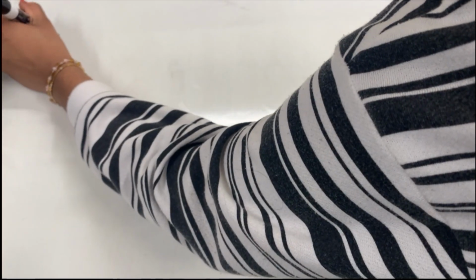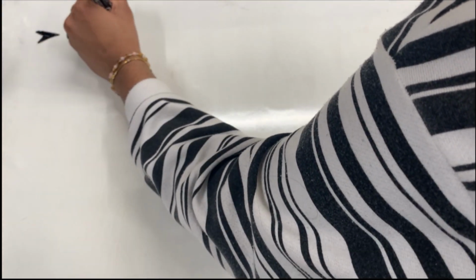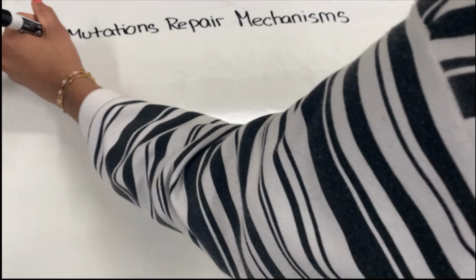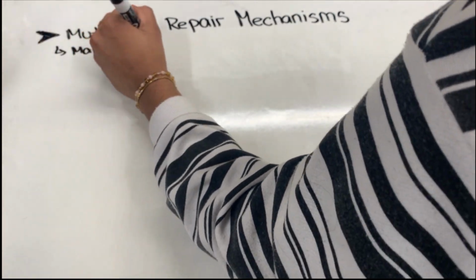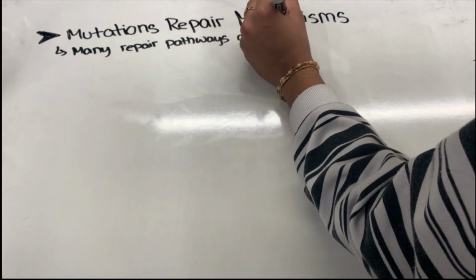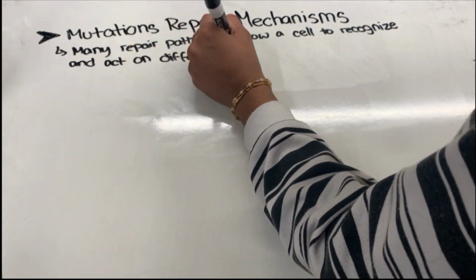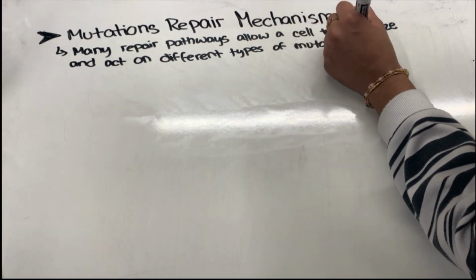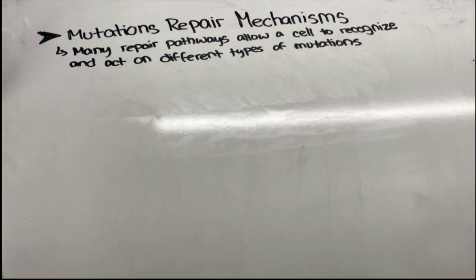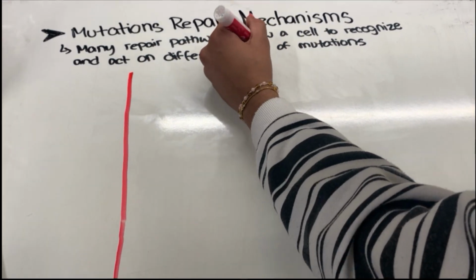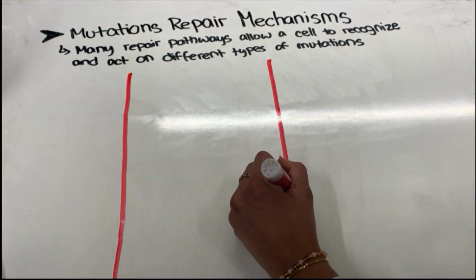Now that we have taken a closer look at the causes of mutations, we may wonder, if mutations all remained intact, what would happen to your body? Well, the cumulative effect on your body would be severely harmful. However, the cells produce many enzymes that constantly repair the damage to your DNA. There are many repair pathways that allow a cell to recognize and act on different types of mutations, but we will be looking at three specific repair mechanisms: direct repair, excision repair, and recombination repair.